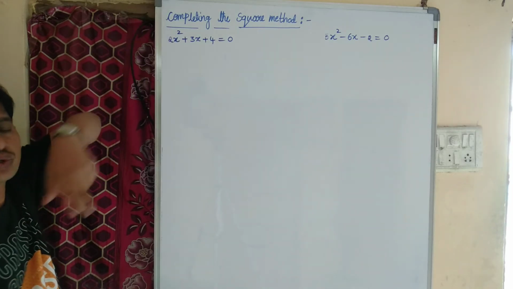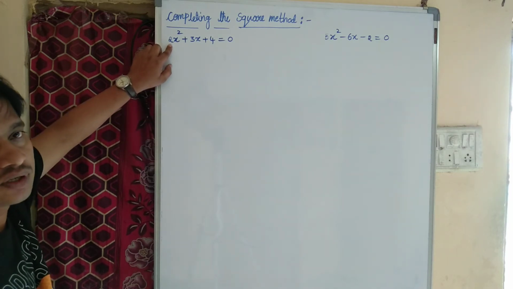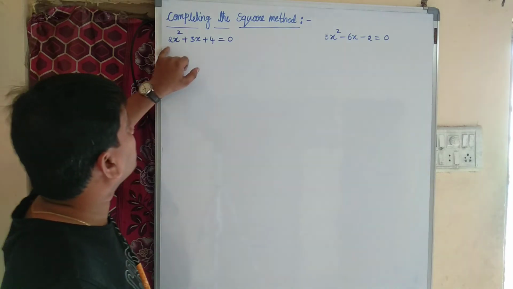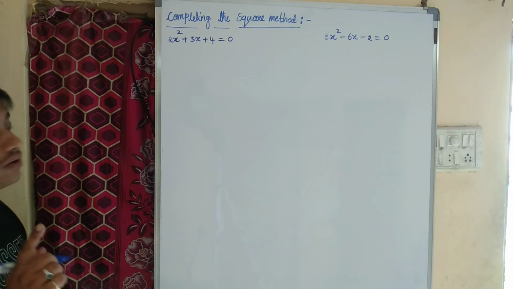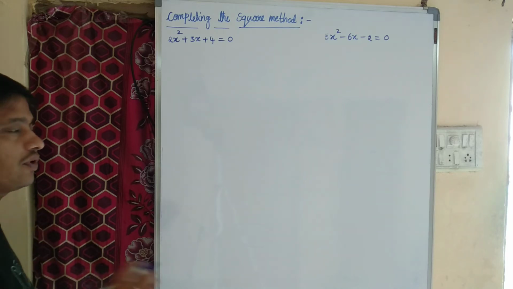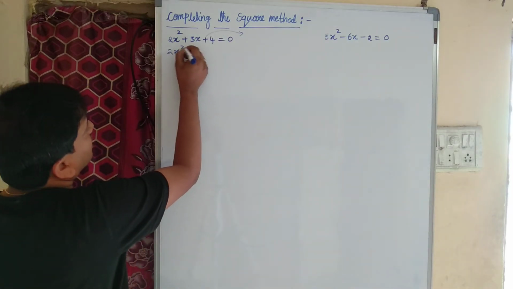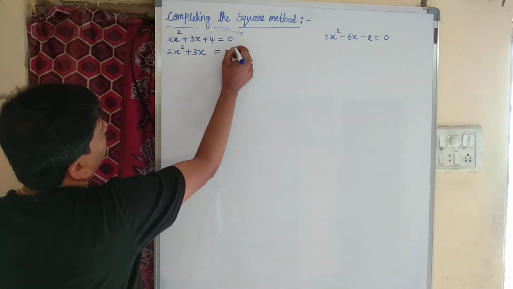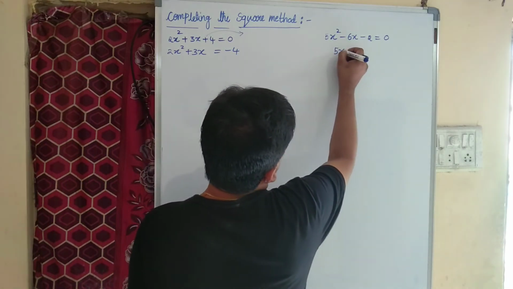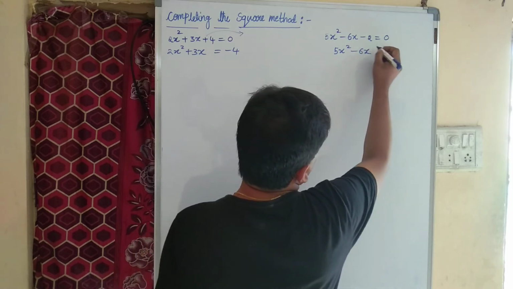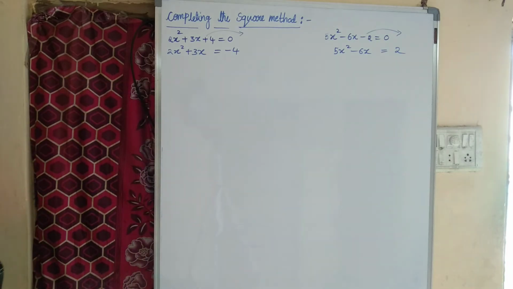Children, in the previous two questions, if you observe, there is nothing as the x square coefficient. But here we have x square coefficient 2. Here we have x square coefficient 5. Remember children, this is one more method of problem. The first and foremost step is you transpose plus c towards the right hand side. So that is 2x square plus 3x equal to minus 4, when you transpose 4. Here also 5x square minus 6x minus 2, you transpose, it will become plus 2. Okay, step 1 is clear.